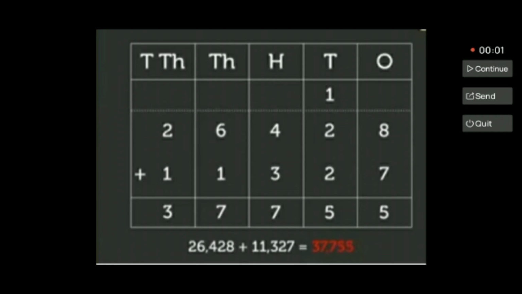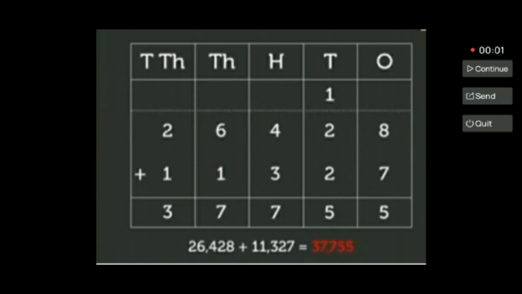In the tens column there are 1, 2 and 2 digits. Okay. Now add them. 1 plus 2, 3. 3 plus 2, 5. Then we get the number 5. Now look at the hundreds column. 4 plus 3, 7. Then the thousands column. 6 plus 1, 7. Then look at the 10,000s column. 2 plus 1 is equal to 3.